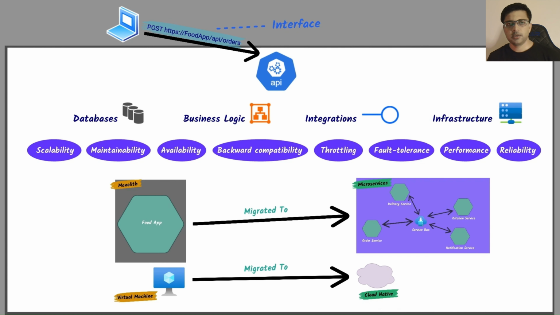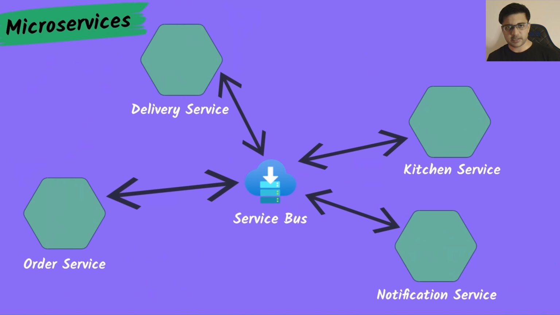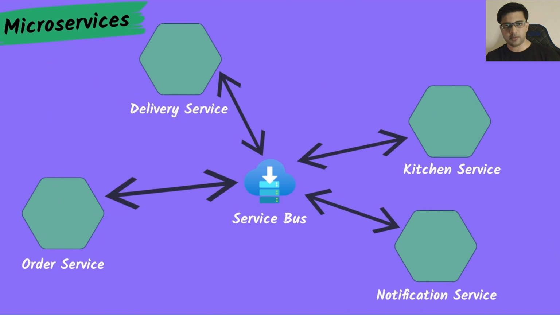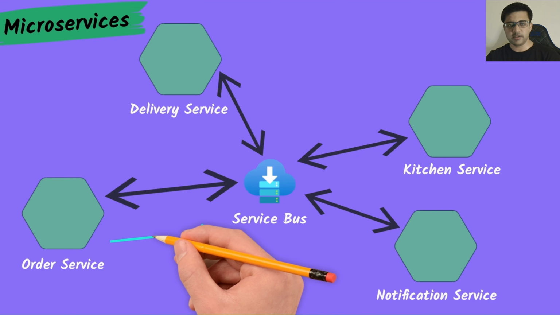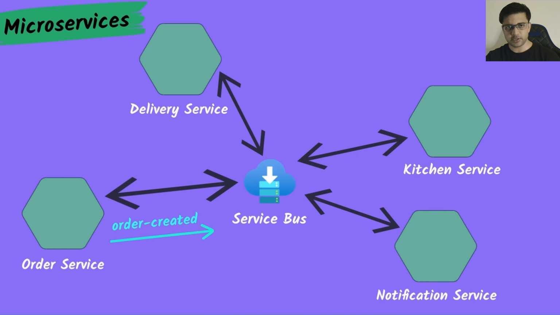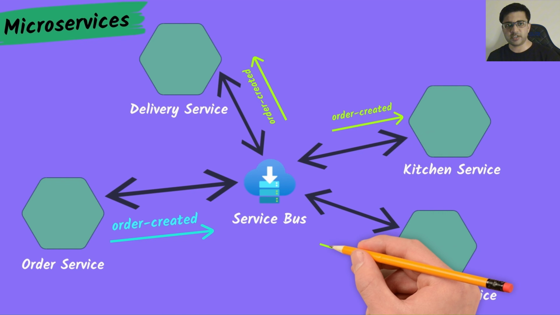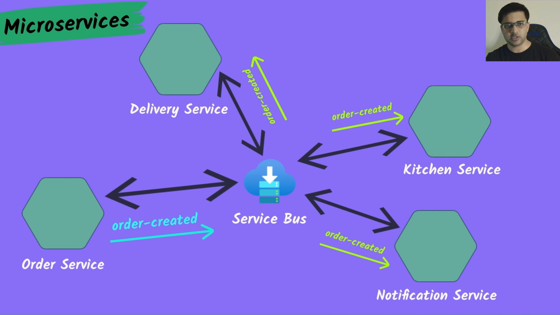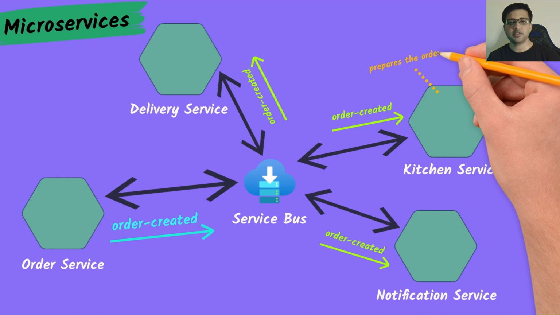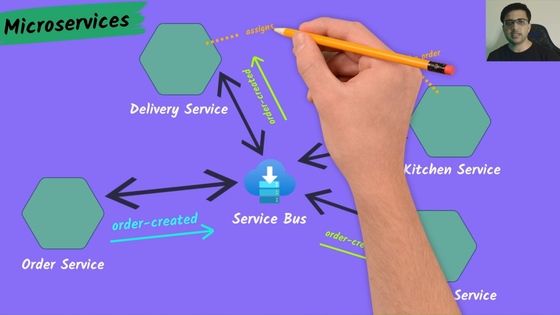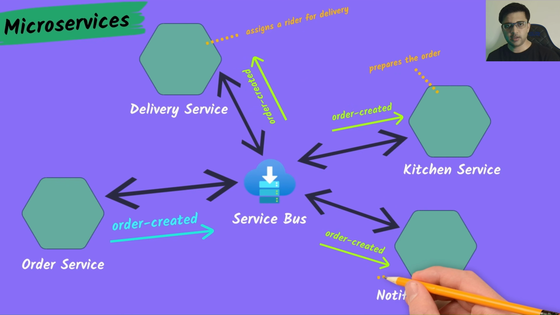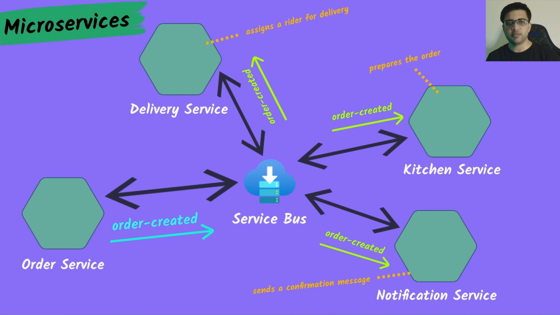Let's keep going. Suppose in our microservices architecture, we are using an event-driven approach. When the order service creates an order, it publishes an event, order created. Other services like kitchen service, delivery service, and notification service subscribe to this event. Whenever the event is raised, the kitchen service prepares the order. The delivery service assigns a rider for delivery. The notification service sends a confirmation message.